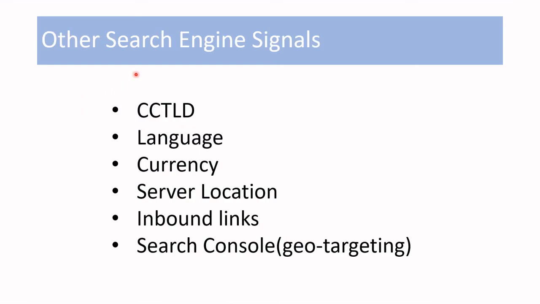Other than hreflang, search engines use other signals to find out a localized version for the preferred region. The other signals are the country code top level domain, which is the first signal the search engine looks for. The second thing is language: if your website is translated, it is very easy for the local audience to click on it. The third thing is currency, what currency is used on your website. Then your server location, where the website is hosted, whether it is in the same country or some other country. Then inbound links, whether the website has local inbound links, and the geo-targeting option in Search Console. So these are the other signals the search engine looks for other than hreflang.